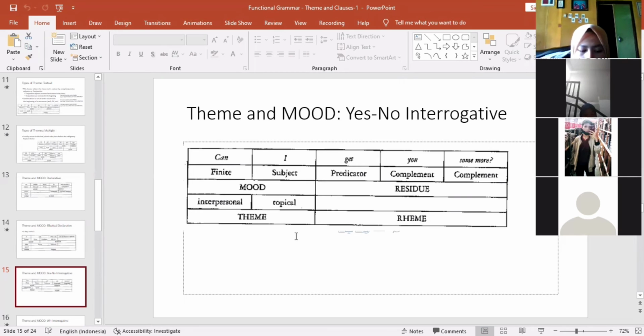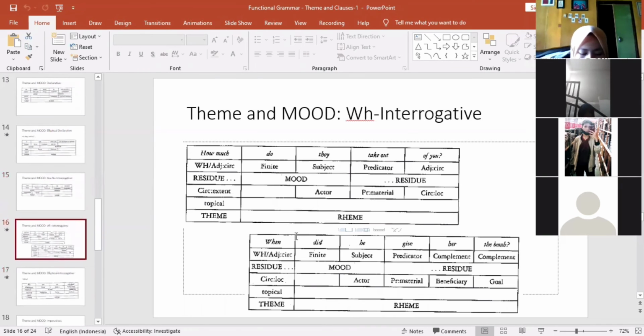Another example: are you ready to go? The answer can be yes or no. We can analyze the sentence like in the PPT. Are is finite, you is subject, ready is predicator, to go is complement. Finite and subject are mood, and predicator and complement are residue. Are is interpersonal theme, you is topical theme, and ready to go is Rheme.